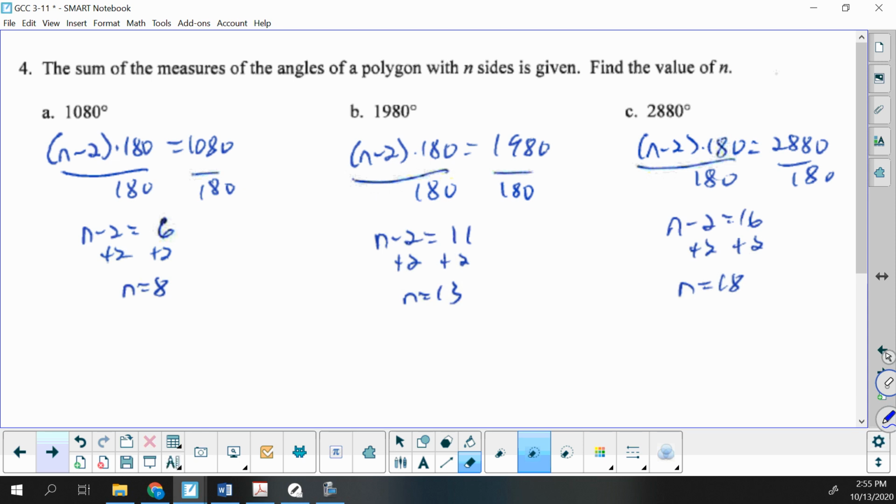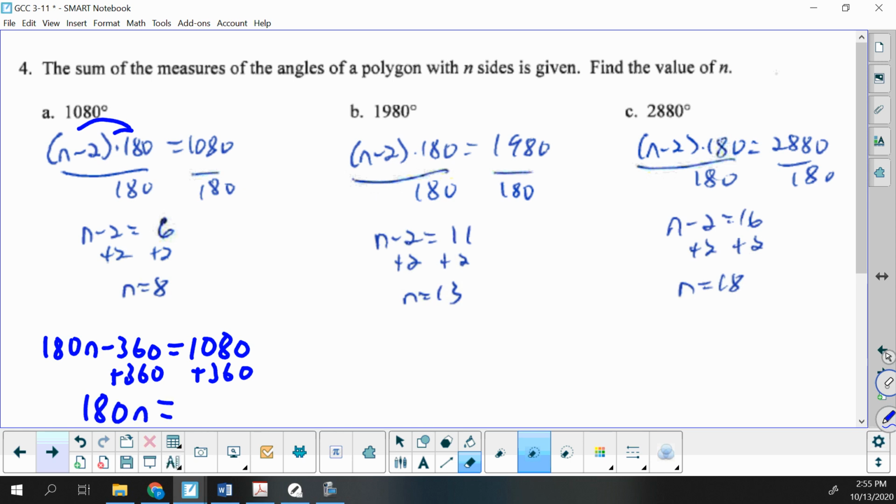The other way, we could have distributed the 180, so you get 180n minus 360 equals 1080. Add the 360 over, and you get 180n is equal to 1440. And then you would divide the 180 over, and that would also give you n equals 8. So you could do either of those two methods when going through to solve. The setup would have been the same in either case.